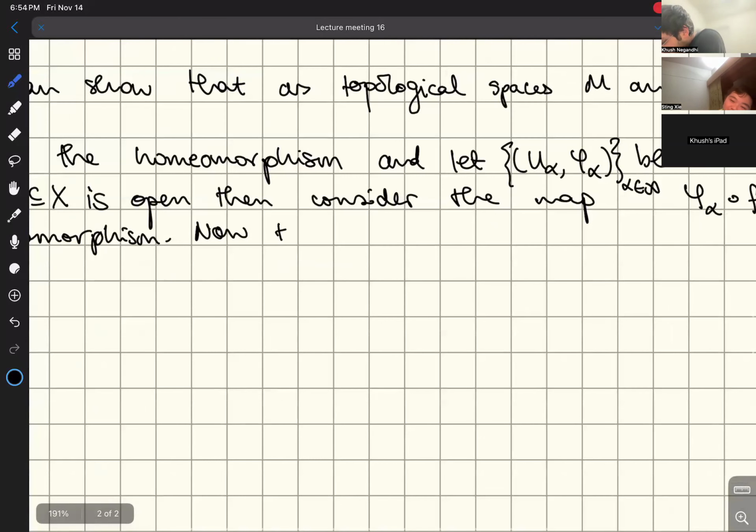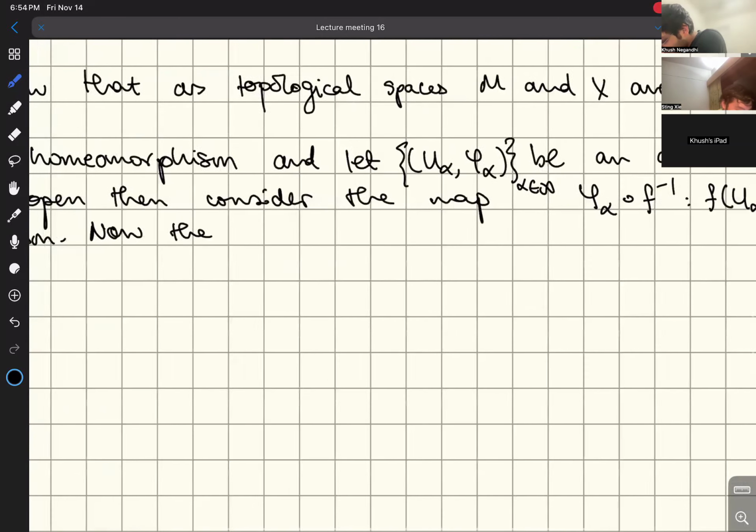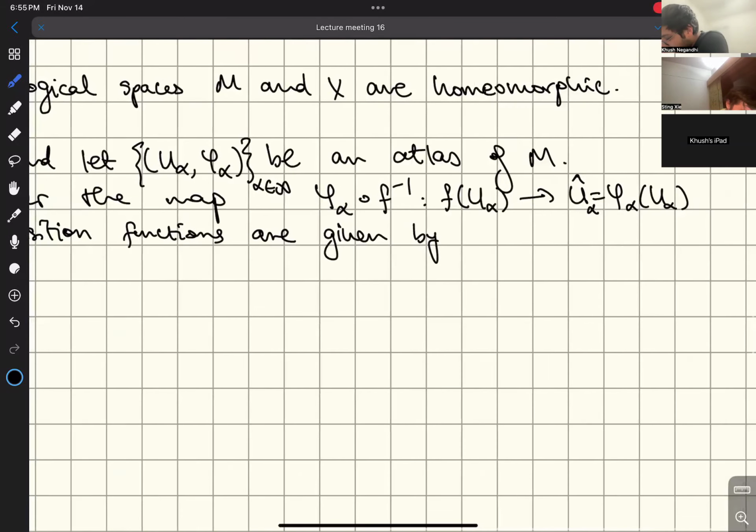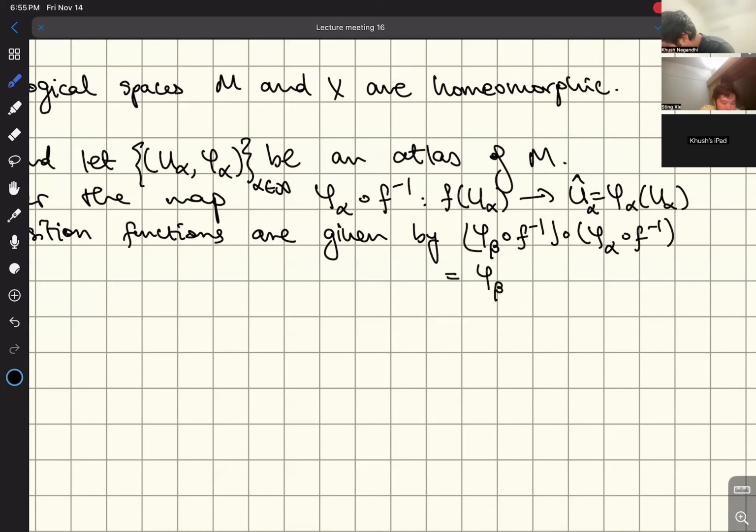Now, the transition functions are given by, well, I have to take one of the things and then compose it with the inverse of the other one. So I have to look at this, but this composition is very easy to compute out, right? You just get this.